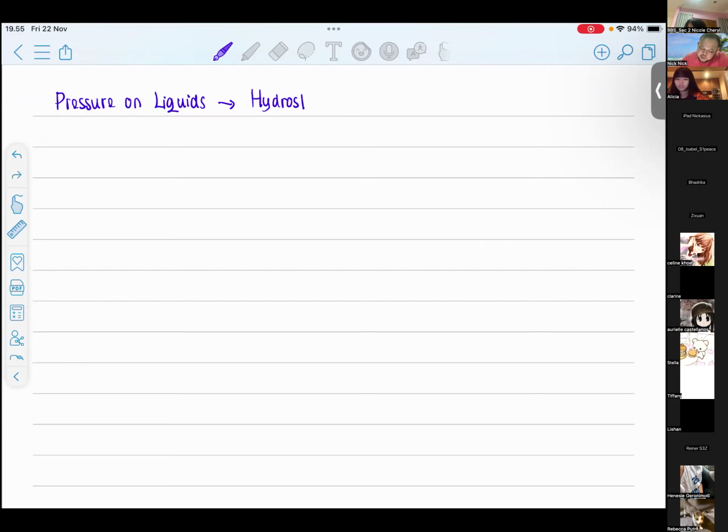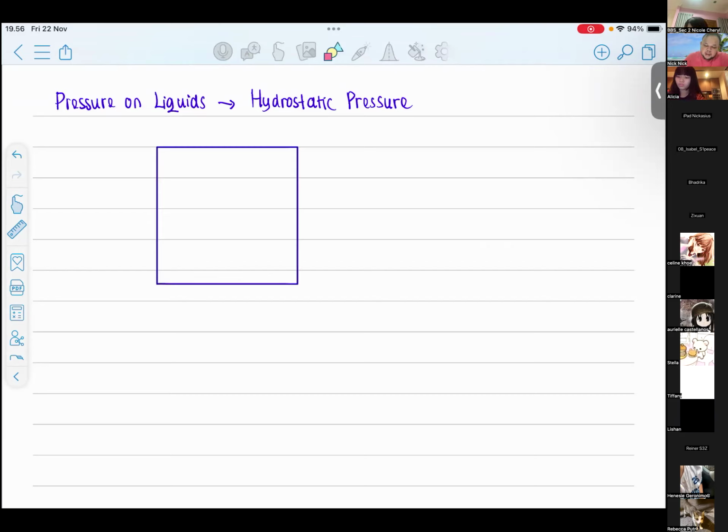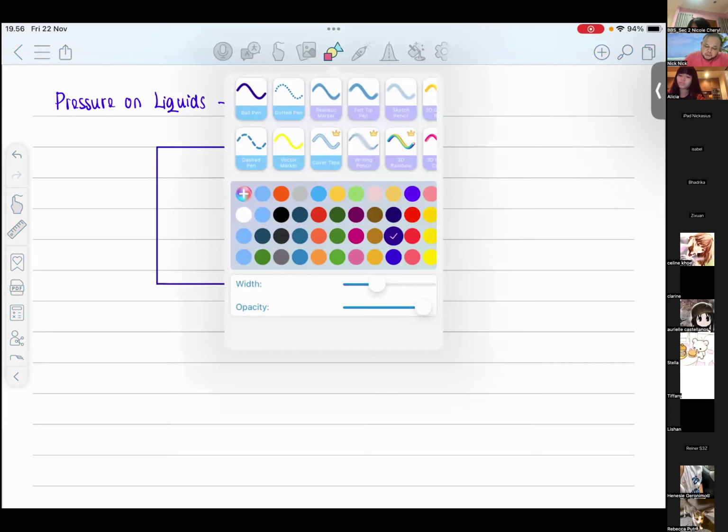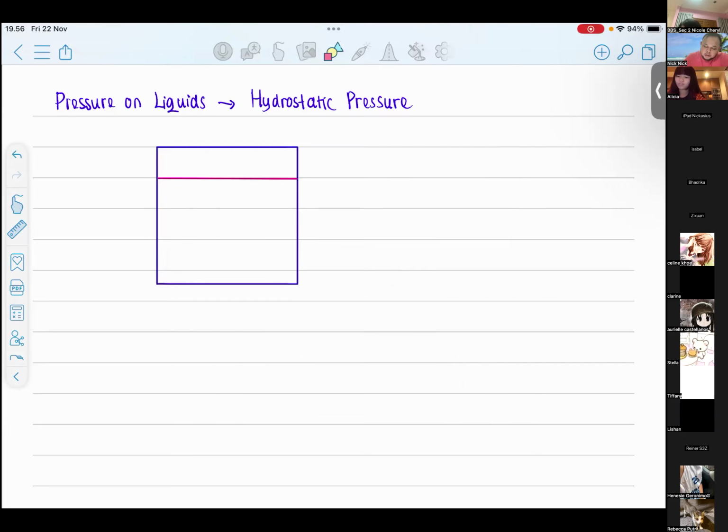Actually, I have discussed this in the class, but I know some of the students are still confused about this. Hydrostatic pressure, let me draw first. If we have a container filled in by water, here the water has density. Does the water have density, students? Yes or no? Thumbs up if the water has density. Okay.